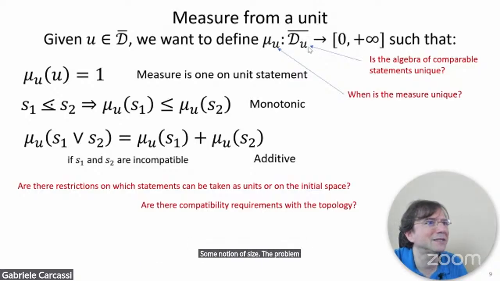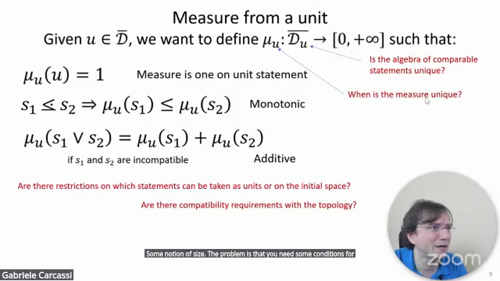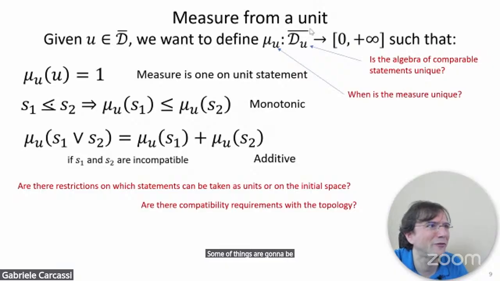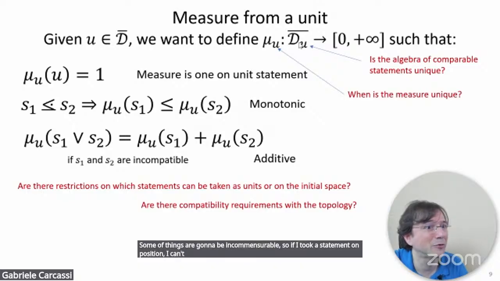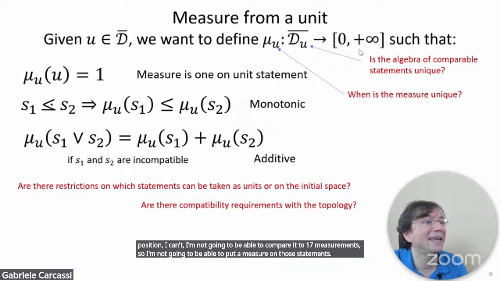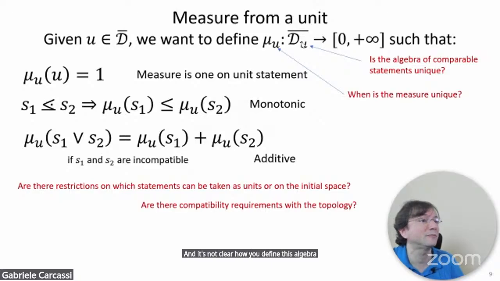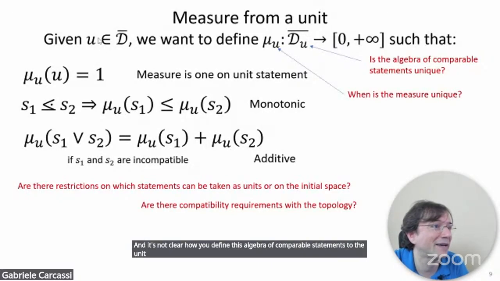The problem is that you need some conditions for this measure to be unique, and we do not know what those conditions are. And it's clear that you cannot define this on the full space because some things are going to be incommensurable. So if I took a statement on position, I'm not going to be able to compare it to a statement in measurement, so I'm not going to be able to put a measure on those statements. And it's not clear how you define this algebra of statements comparable to the unit and whether that is unique.